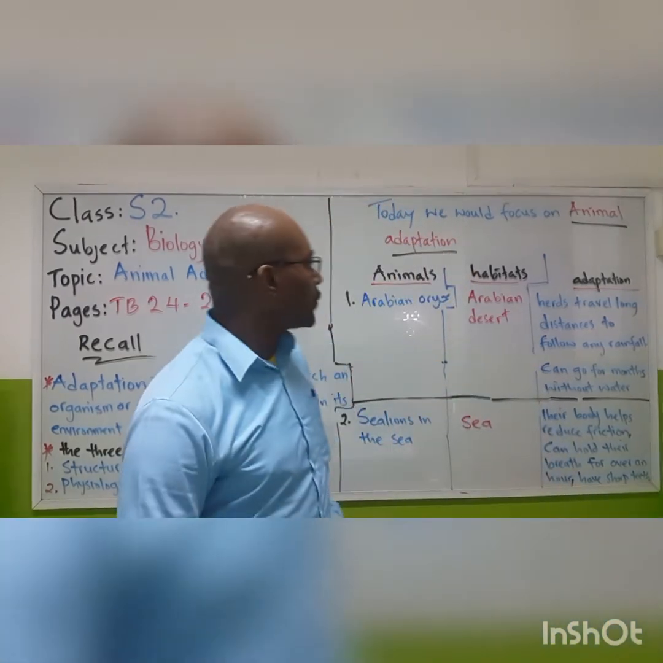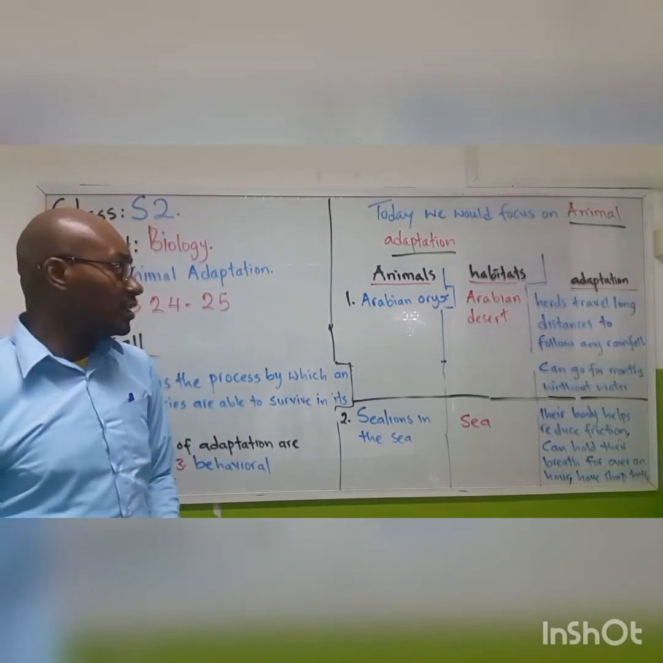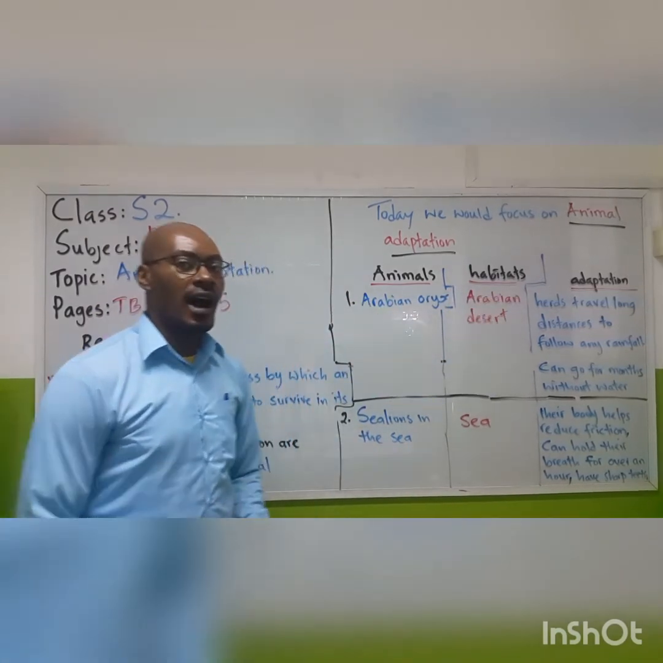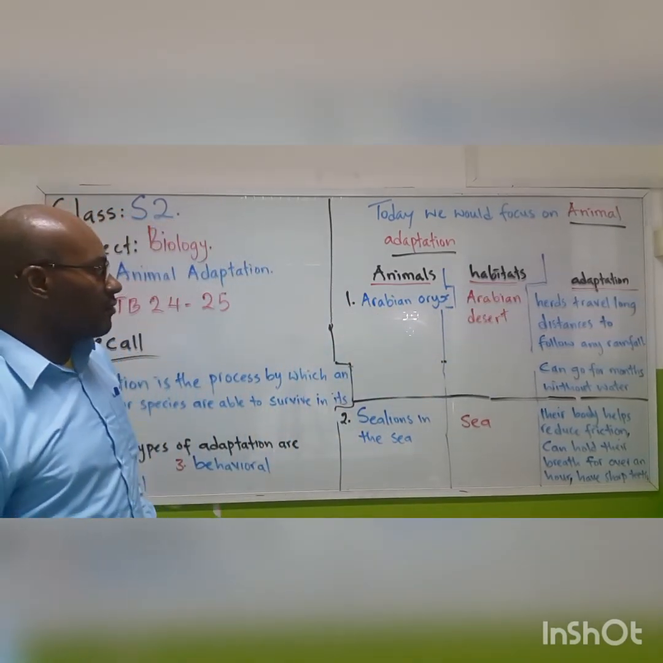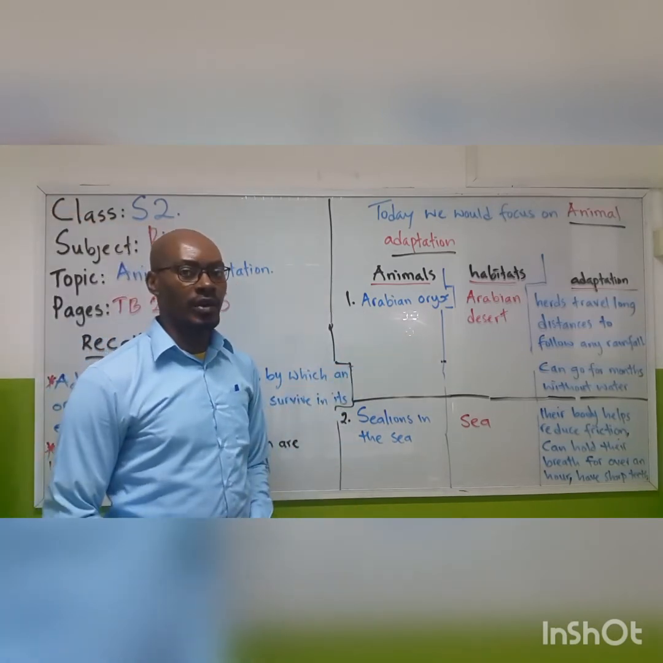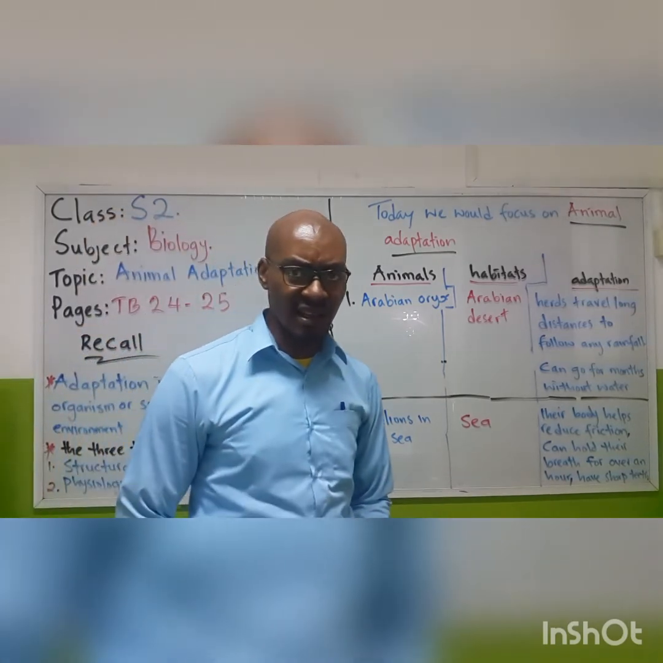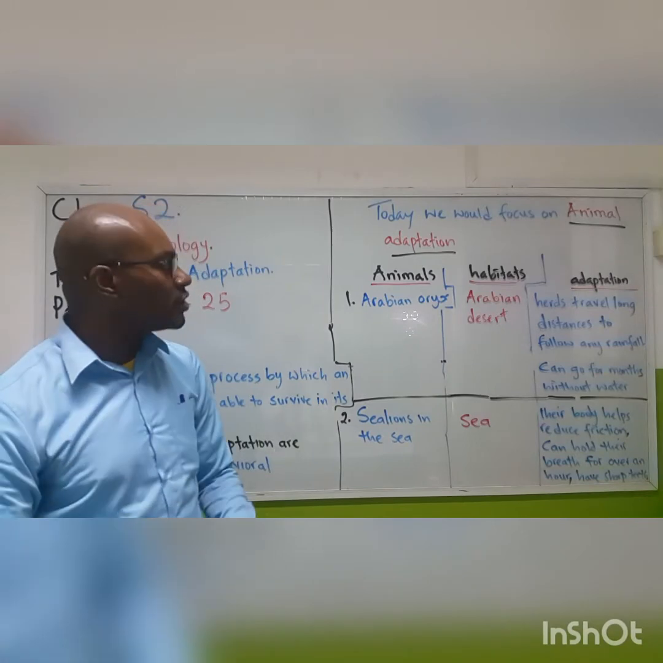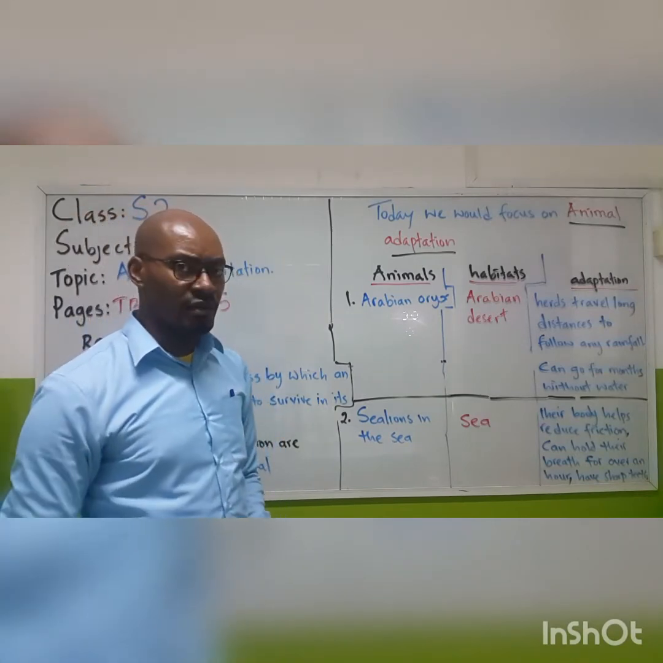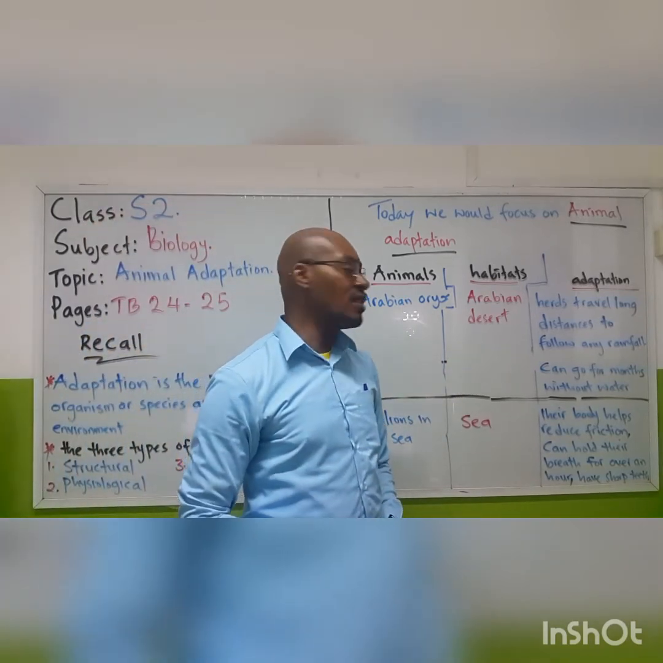So quickly, let's move to today's lesson proper, which is animal adaptation. Here we are going to discuss the animals, the habitats, and how they adapt in their environment. The first animal we will discuss is the Arabian orange. The Arabian orange is a type of animal that is mostly found in the desert in the Arabian countries. This kind of animal, how does it adapt to its environment? Now let's look at some of the ways it adapts in its environment.